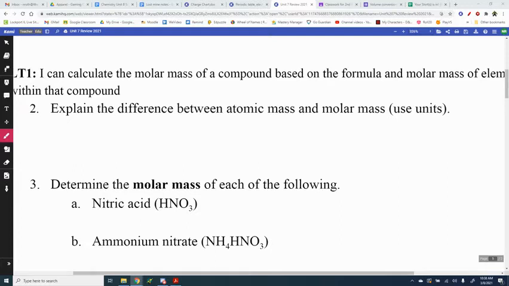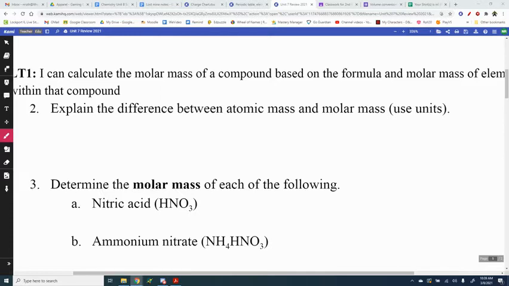Now molar mass is how much one mole of a substance weighs in grams. So if we have 6.022 times 10 to the 23rd atoms of carbon, it will still weigh 12.01, but it will not weigh 12.01 AMUs. It will weigh 12.01 grams. So that's the difference between atomic mass and molar mass. Atomic mass measures one particle, molar mass measures one mole.